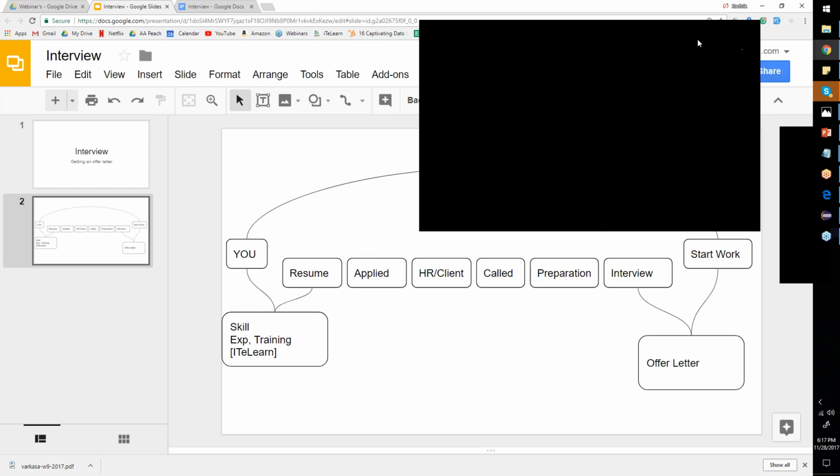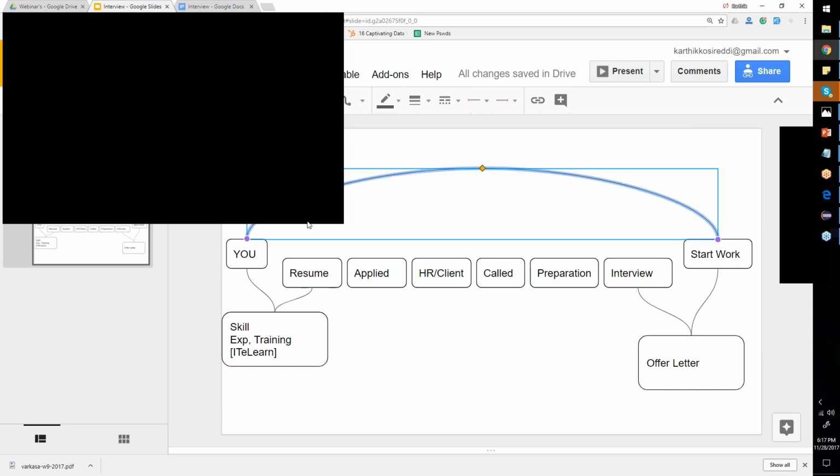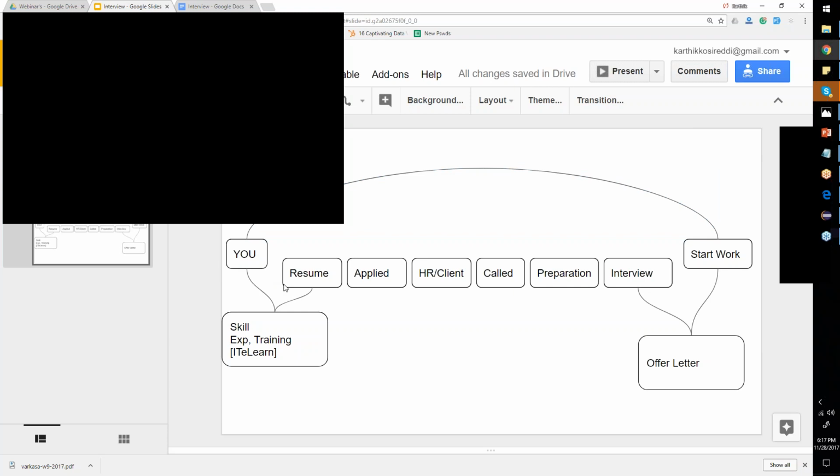Correct? Now, which one would you choose? We have from you to start work directly. Correct? And then you have from resume, you applied for a role, the HR or client contacted you, and you got called for an interview, you prepared for it, and you got the offer letter, you started work. Isn't it easy?